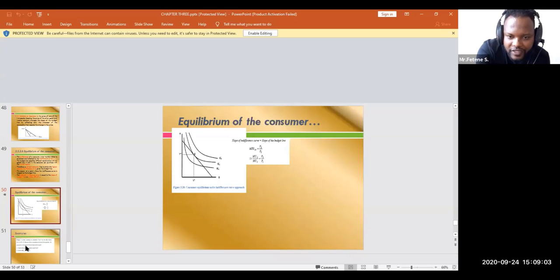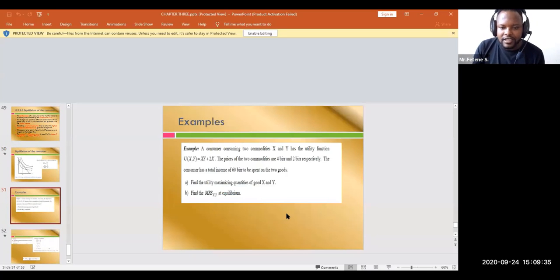So the slope of the indifference curve is equivalent to the slope of the budget line, no? MRS is equivalent to Px over Py, the price of X over the price of Y. And as we said before, the marginal rate of substitution is the marginal utility of X divided by the marginal utility of Y. Then this is equivalent to this corner. At this equilibrium point the consumer attains maximum utility. You will now work on this question. Is it clear?